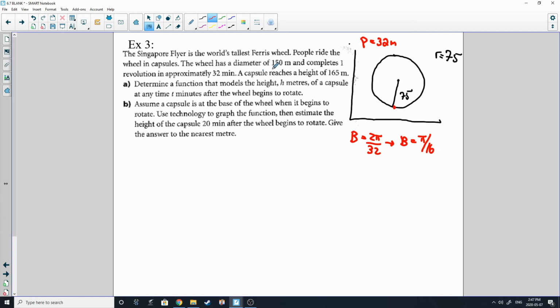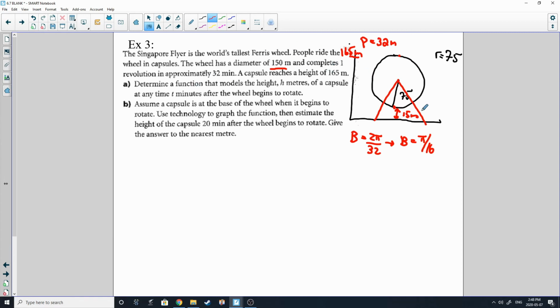What else have we got? It reaches a height of 165 meters. But the diameter of the thing is 150. So when I'm up here, I'm at 165 meters above the ground. That must mean that this thing is suspended off the ground 15 meters. If from here to here is 150, then I need to shift it up 15 meters. And that makes sense if you've ever seen a Ferris wheel. It would have a stand and a platform to bring you up. So we're 15 meters off the ground, and when we get to the top, we're now at 165.